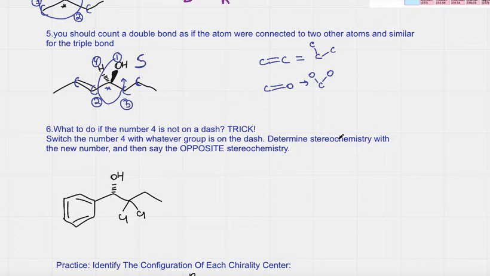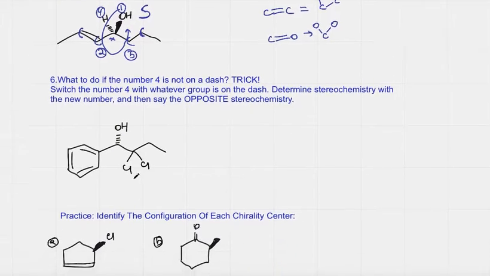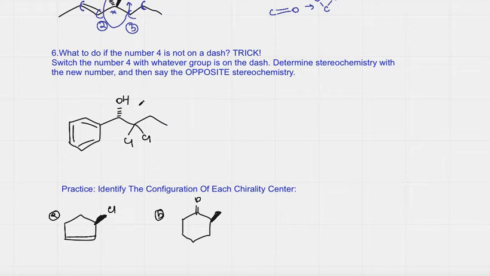Then you have to determine the stereochemistry like we did before, and then we will say the opposite stereochemistry. Now, I have to tell you that some colleges just say if the group is not dashed, you just switch the stereochemistry and you're done. And most of the time that will work, and that's an even easier trick than this one. But this one will make sure, for sure, that you always get the correct stereochemistry. So let's go ahead and look at this molecule.